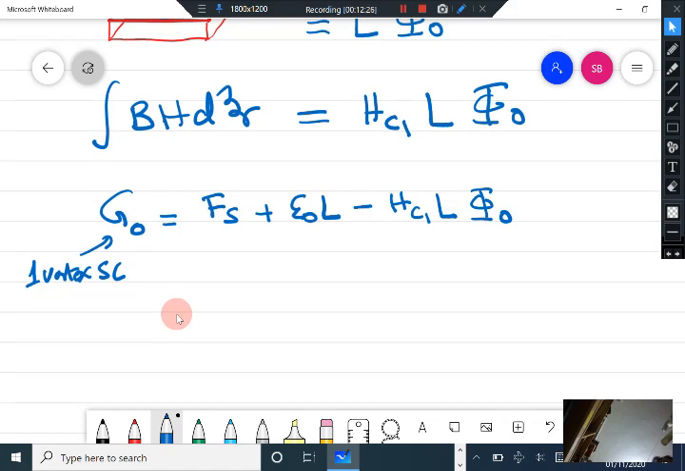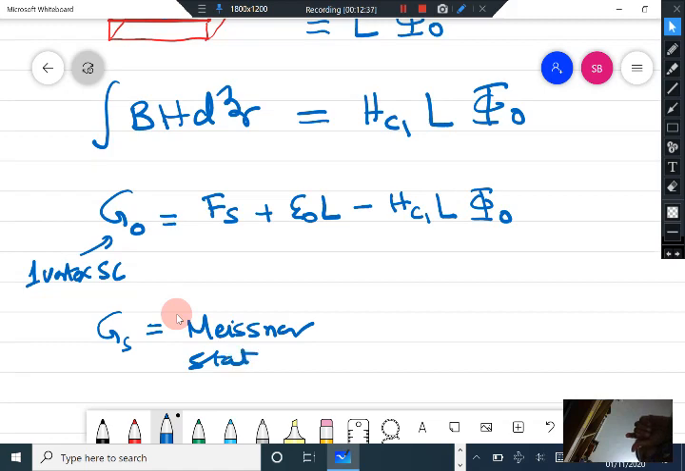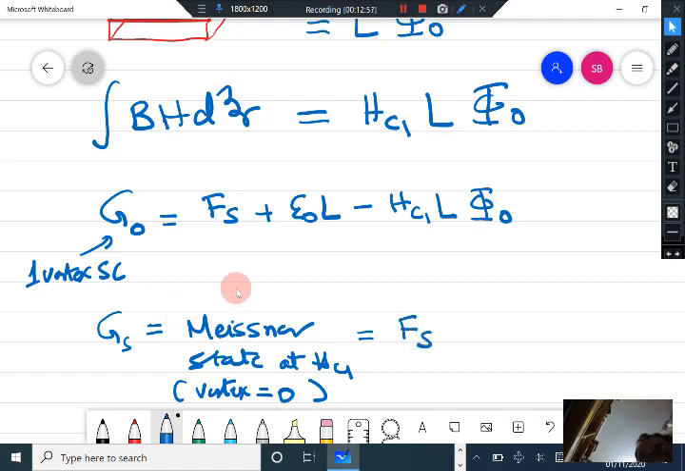This is the energy of a superconductor with one vortex, and Gs is the Meissner state at Hc1 with no vortex. There are 0 vortices inside this state, so it is just separating a state with no vortices from a state with just one vortex, and this energy will just be equal to Fs. Because with no vortices this term will be 0, and the flux quantum inside the superconductor will be 0.